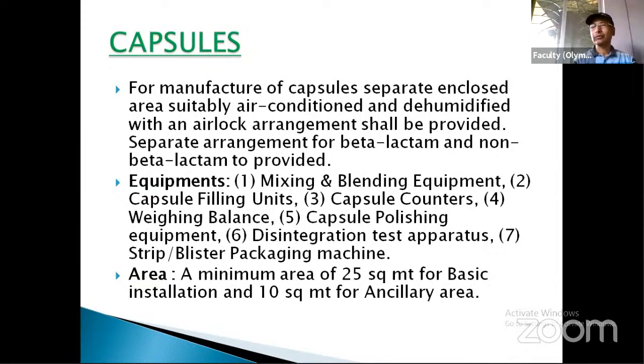Minimum area here, slightly less area is required. 25 square meter for basic installation and 10 square meter for your ancillary area. So this is about the capsule. Whenever you are entering any capsule unit, you will see whether proper dehumidifier and air conditioning is done or not, whether it has these minimum equipments like mixing blending equipment, capsule filling units, capsule counter, capsule polishing, and capsule packaging machines, and also weighing balance and DT machine, and 25 and 10 is the area requirement.